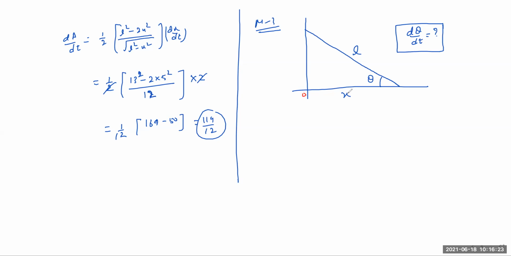We know that the rate of change of this variable is given to us. So you have to use what is given to you. This is given to you, so you have to exploit this condition. Whatever is given to you, you have to use that. So now what is the relationship between L, theta, and x? Cos inverse of x upon y. Yeah, so don't write inverse, just write the relation, cos theta equals x by L. So x is L cos theta, right?